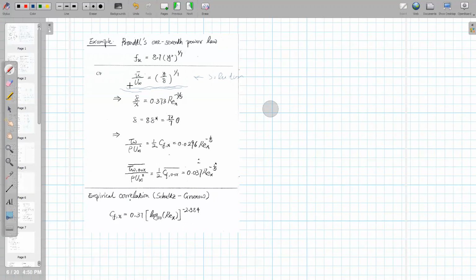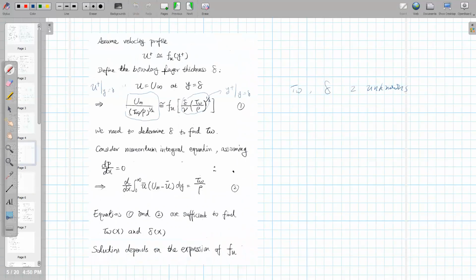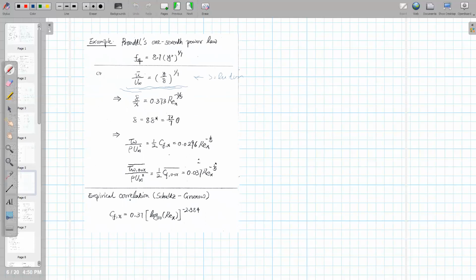So basically you have this velocity profile here, and you bring it to this equation here, using this correlation shaped by fu equal to 8.7 y plus to the 1/7 because they are the same thing. You can get the turbulent boundary layer thickness, delta over x, equal to 0.373 Reynolds number to the power minus 1/5.